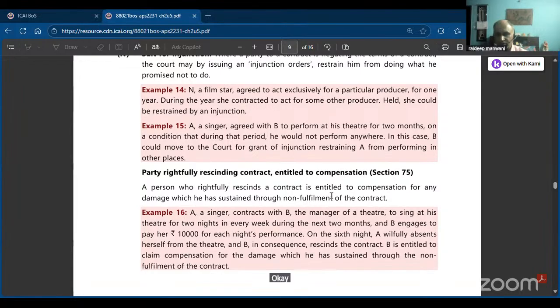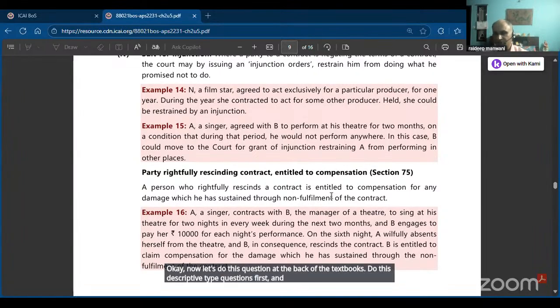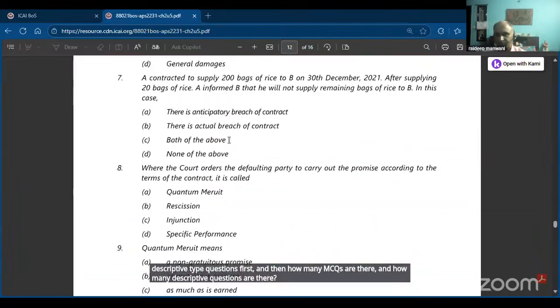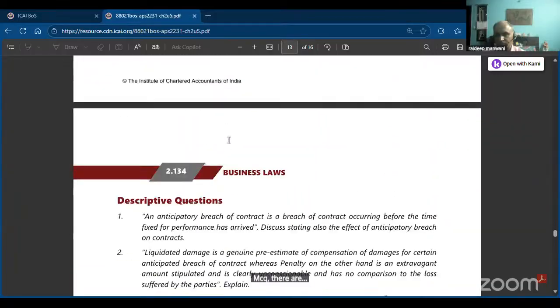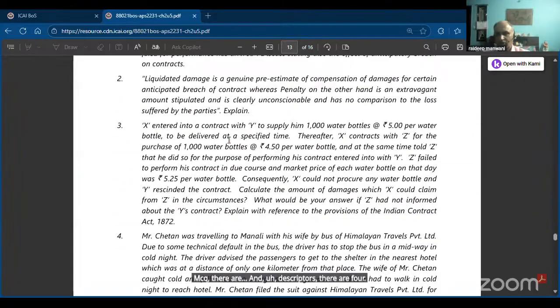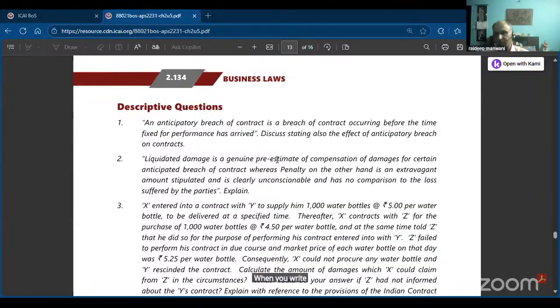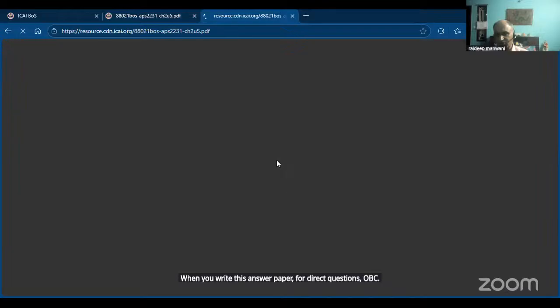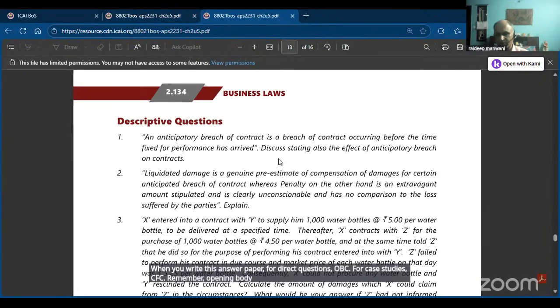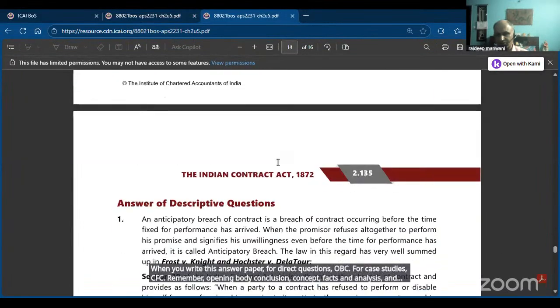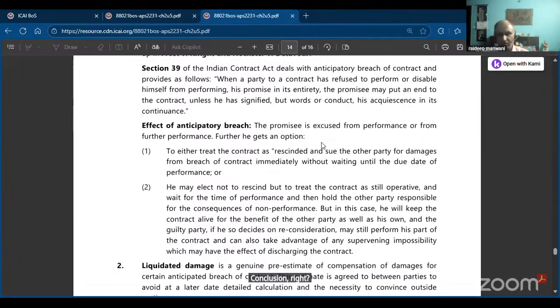Okay. Now let's do the questions at the back of the textbook. Do the descriptive type questions first. How many MCQs are there and how many descriptive type questions are there? MCQ there are 10, sir. Descriptive there are 4. We'll finish the descriptive first because that is what comes in your exam. All of you know when you write the answer paper, for direct questions OBC, for case study CFC. Remember opening body conclusion, concept, facts and analysis, and conclusion, right? Yes, sir.